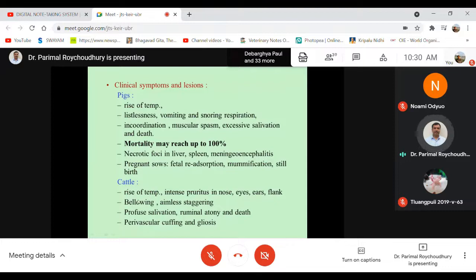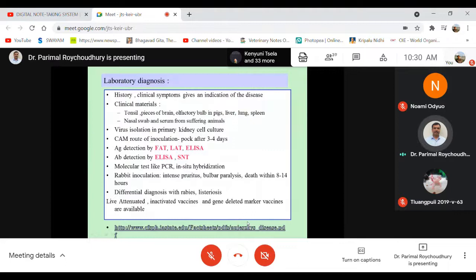As I said, this also occurs in cattle. Please remember, this is a frequently asked question. Many times people have a misconception that pseudorabies occurs only in the pig. No, cattle are also equally affected by these infections. There we could see neurological signs like bellowing and aimless staggering. That's why it's called mad itch or pseudorabies infection. And all the signs of rabies we could see in cattle, including intense pruritus that causes severe itching of the skin.